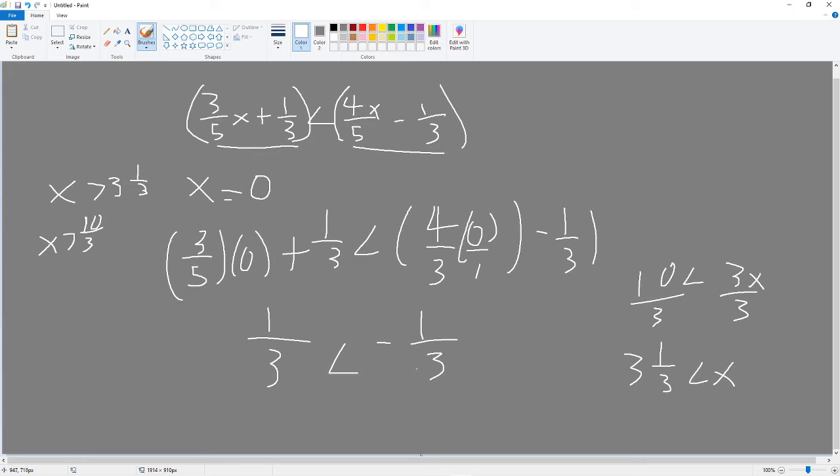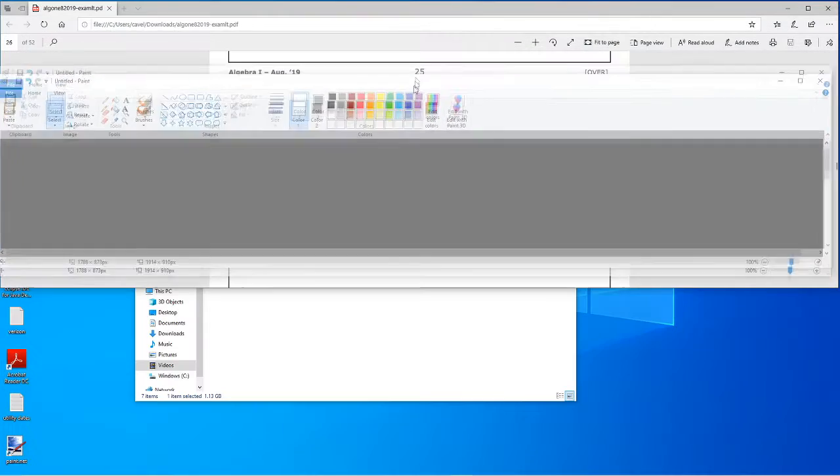So yeah, when we plug in x equals 0, this is obviously not true because x has to be greater than 10 over 3. Right? So this is not true, because 1/3 is not less than negative 1/3. It's actually greater than negative 1/3. So we just checked our answer here. Hopefully that wasn't too confusing.